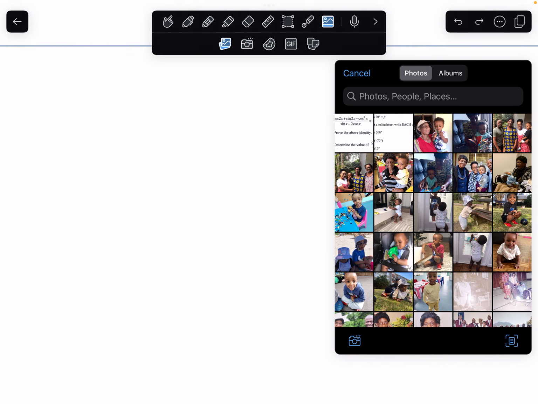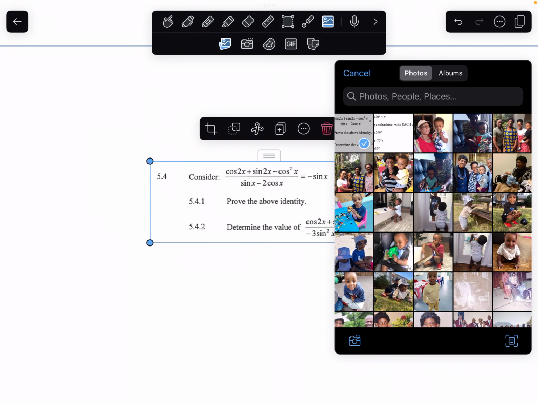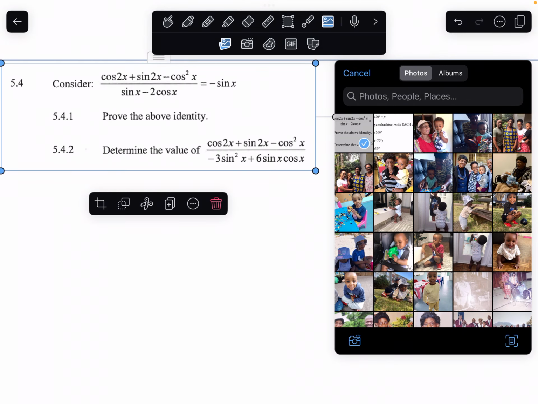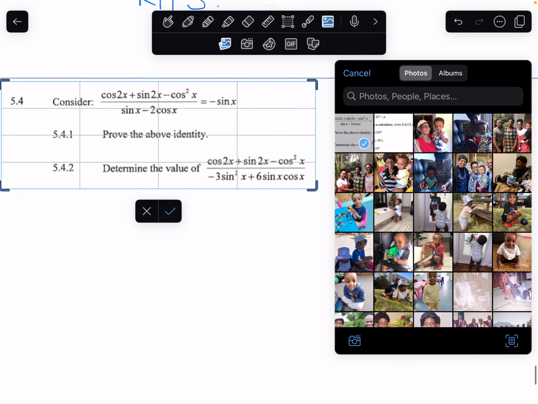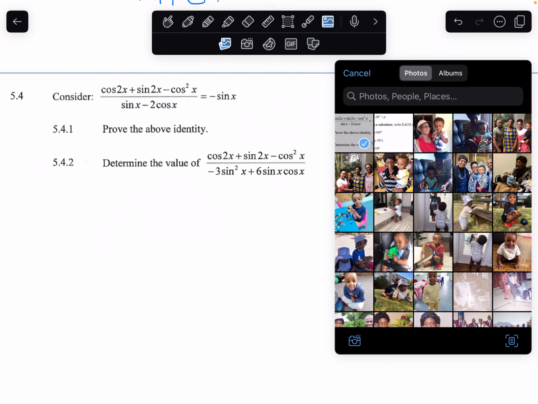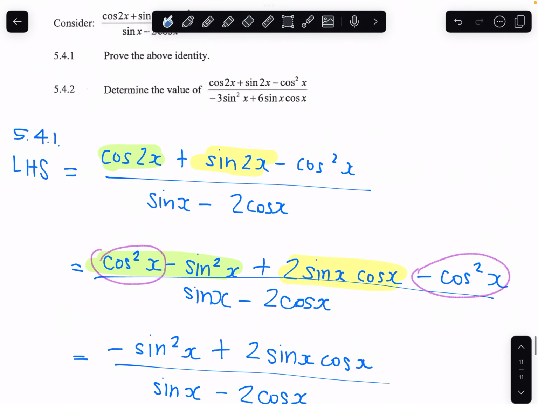Okay, so now let's look at 5.4.2. I want to crop that. Oh, maybe not. Yeah, maybe let's just hold on to both. But definitely crop it up there.